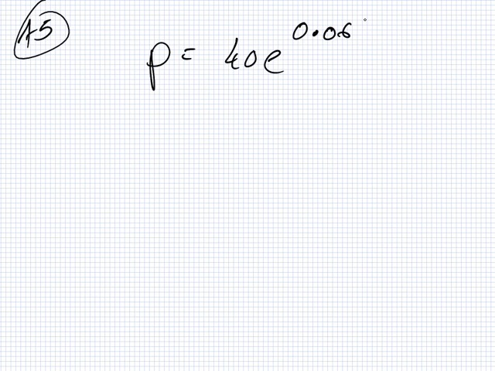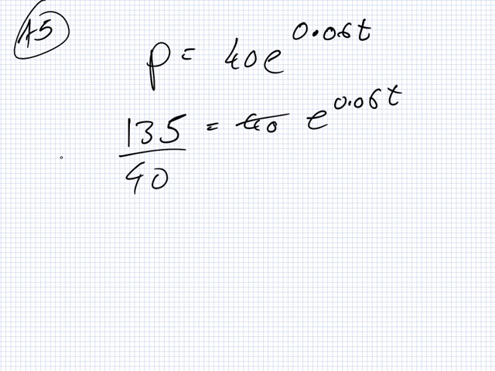An equation is defined as T equals 40e to the power 0.06t. Find the value of t when T equals 135. Completely standard question for us, especially in physics. Divide by 40, log both sides, and then divide by 0.06 to get t.